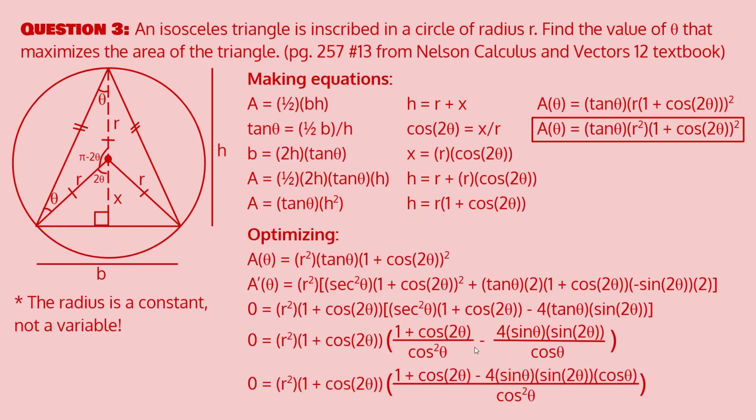And then finally, I'm going to subtract these two fractions. So to get a common denominator, multiply both parts of this fraction by cos theta. And then in the numerator, we have all of these adding together. And then in the denominator, we have cos squared theta.